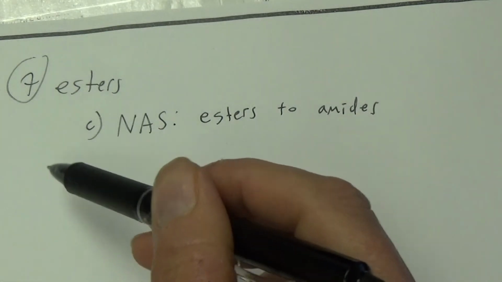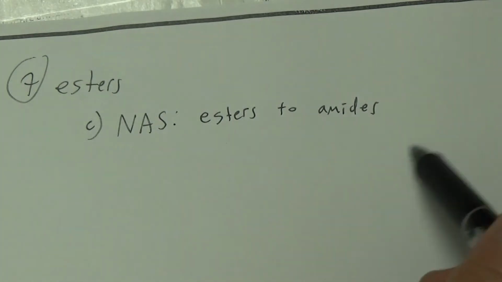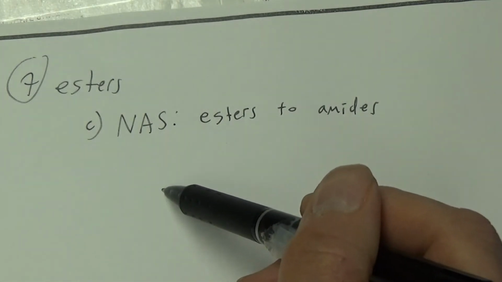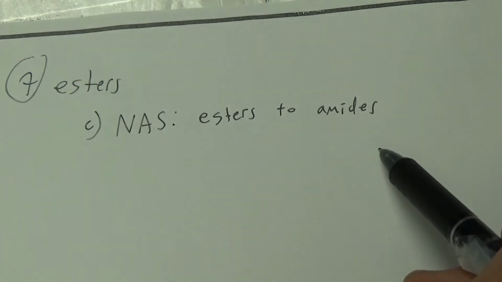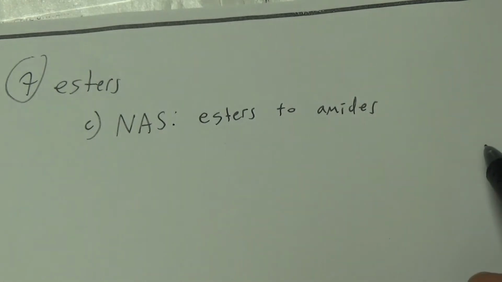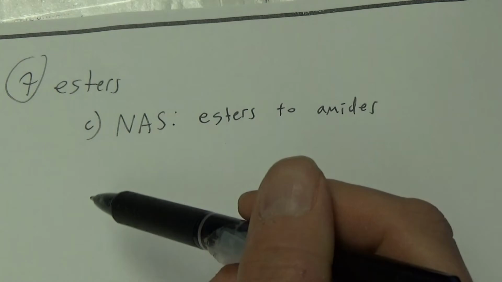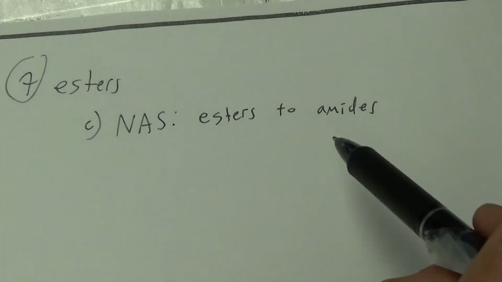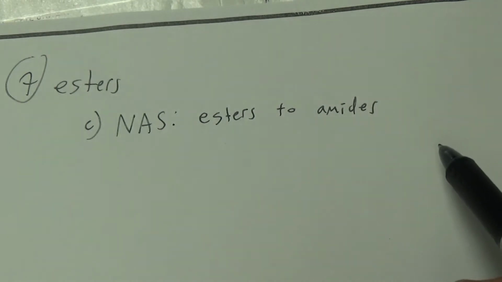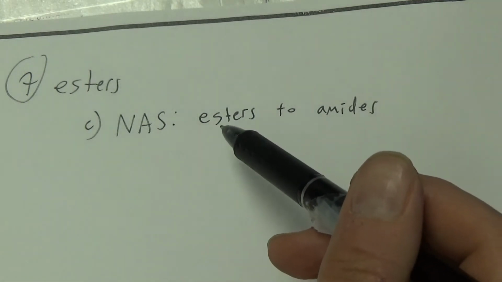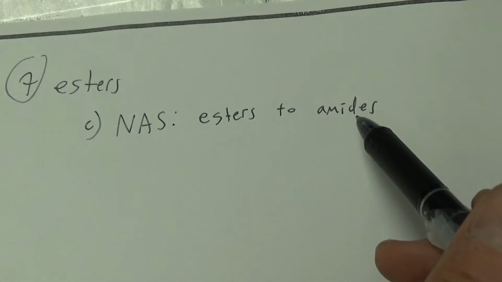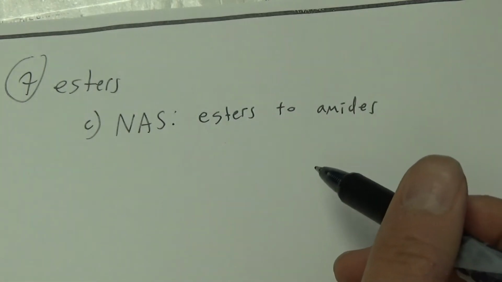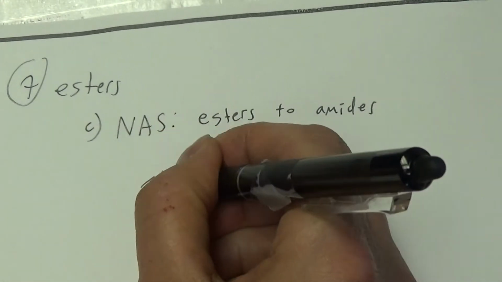and we said acid chlorides are the most reactive, then anhydrides, then esters, then amides, then carboxylic acids. And we said it was really easy to go from left to right because you're going from a more reactive thing to a less reactive thing. Well, anyway, an ester is a more reactive thing and an amide is a less reactive thing. So it's really easy to go from an ester to an amide. That's what I'm trying to say here.